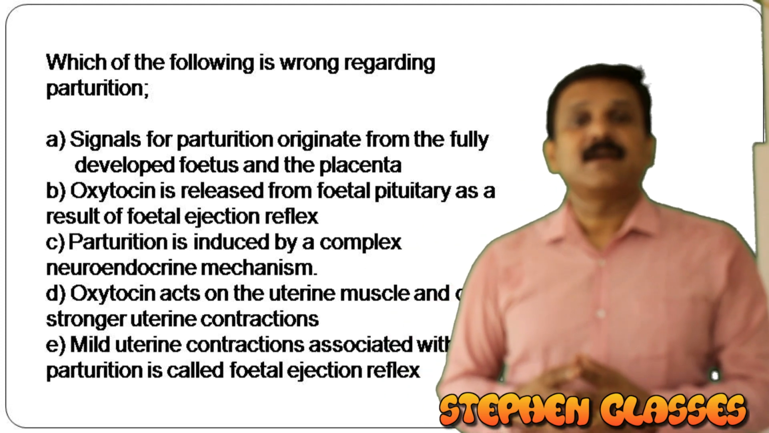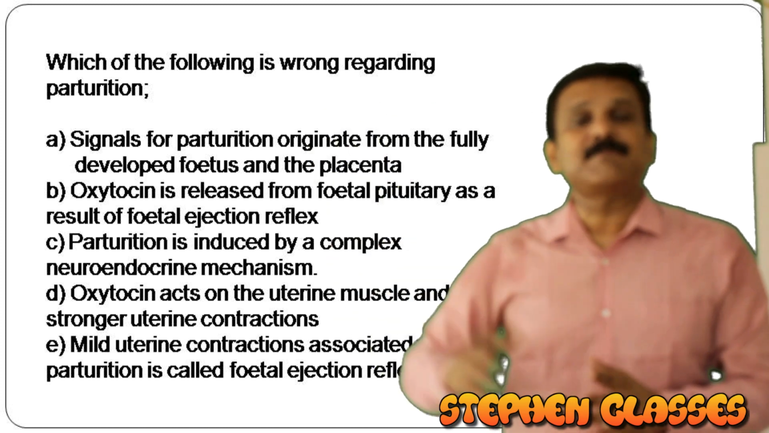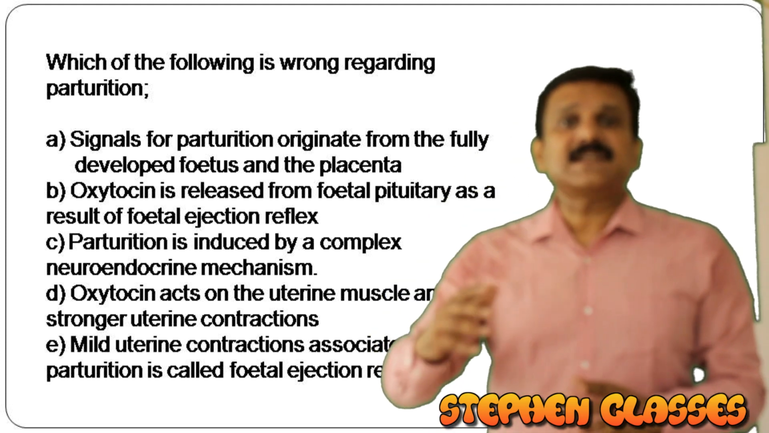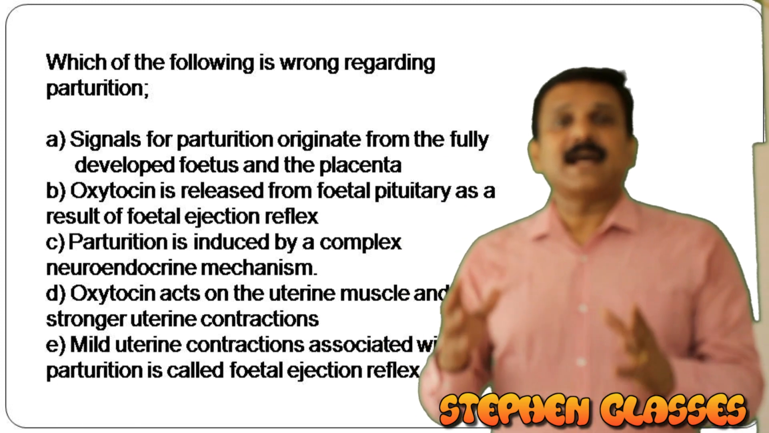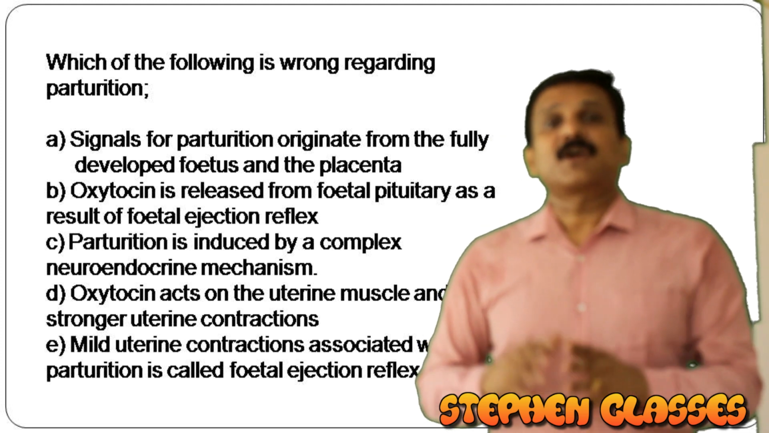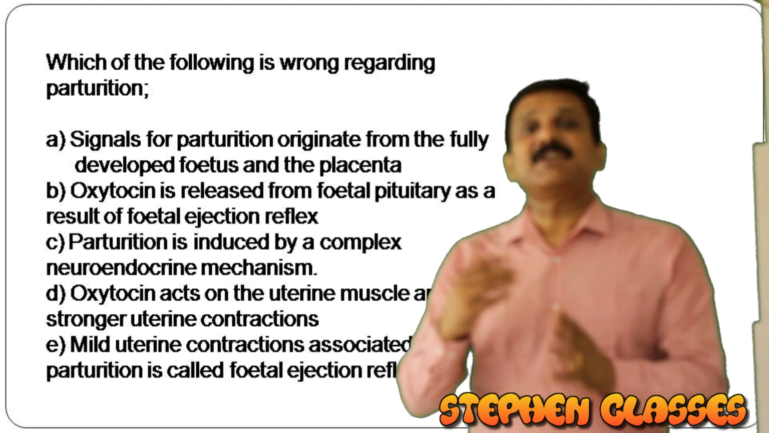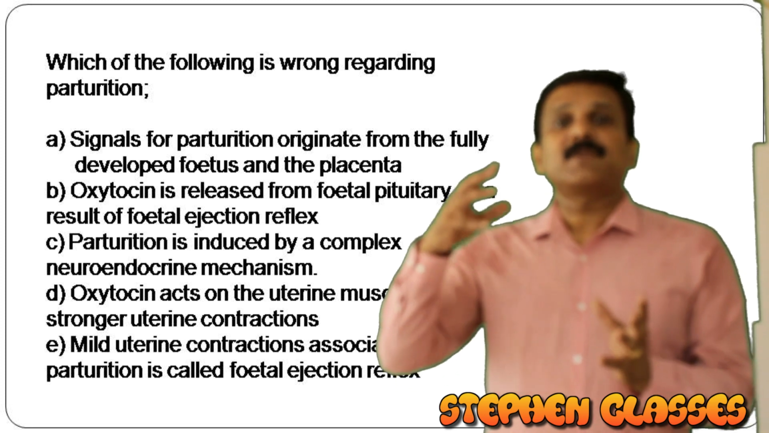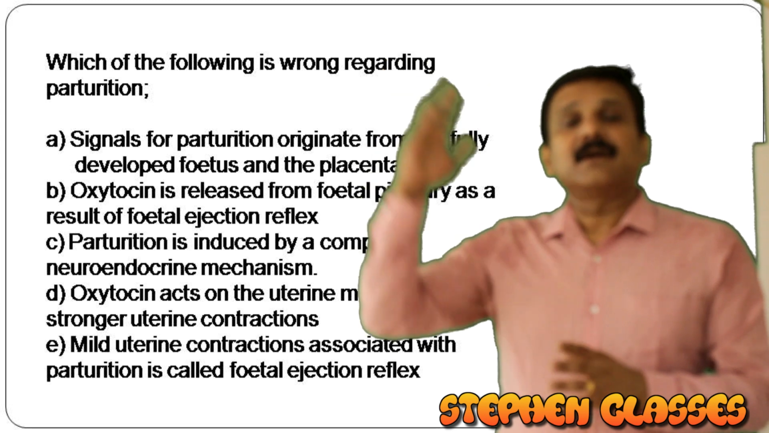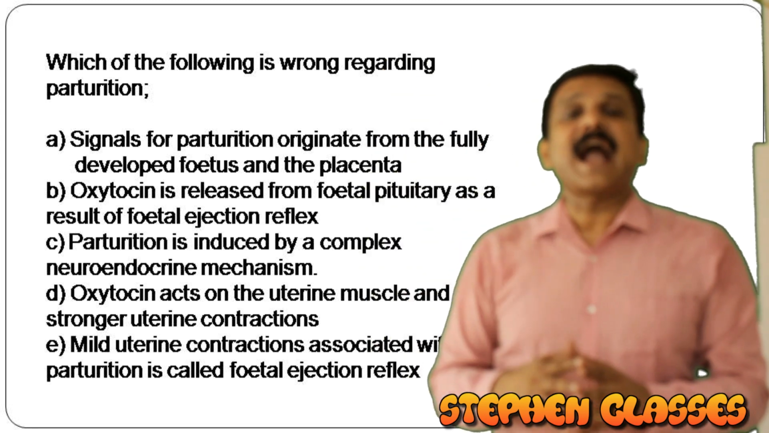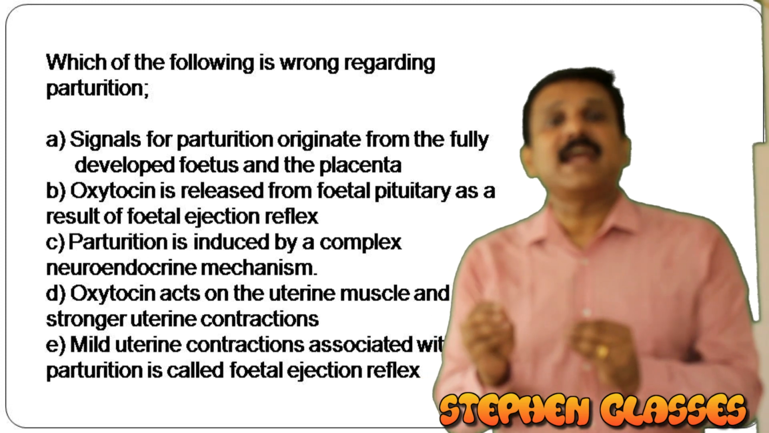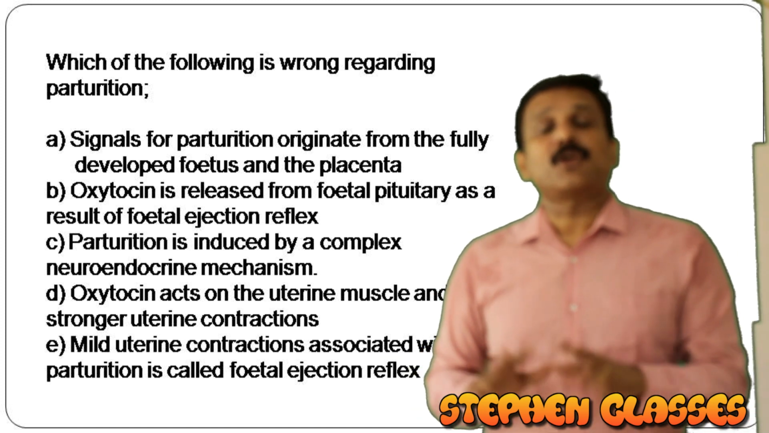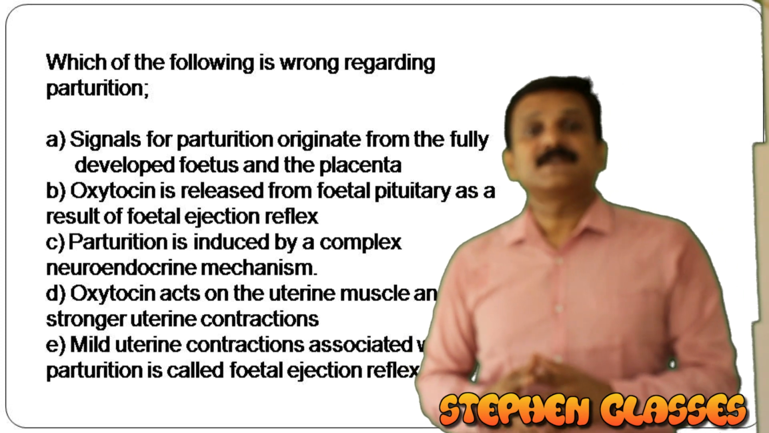Among the options, you can read: signals for parturition originate from the fully developed fetus and placenta. That is true. Oxytocin released from fetal pituitary. That is a wrong statement, because oxytocin is released from the maternal pituitary, as a result of which the fetal ejection reflex will happen, because it will induce mild uterine contractions. That is the beginning of parturition, the beginning of delivery. Whenever there is a signal sent from a fully matured fetus and placenta, first of all, the maternal pituitary has to release oxytocin, and that will act on the uterine wall to produce mild contractions or the fetal ejection reflex. So here the answer is B, because that statement is wrong. Not from the fetal pituitary, oxytocin is released from the maternal pituitary.